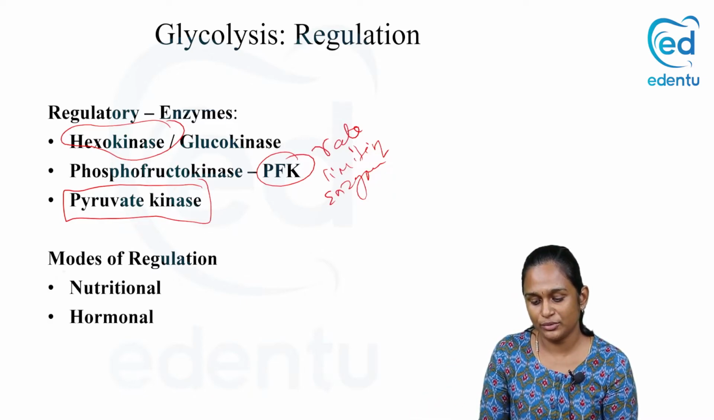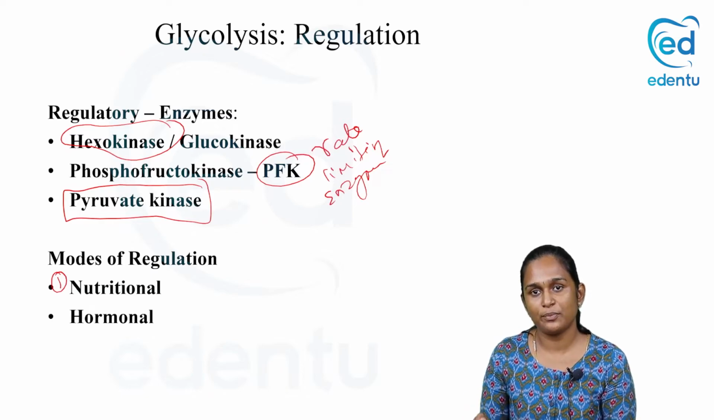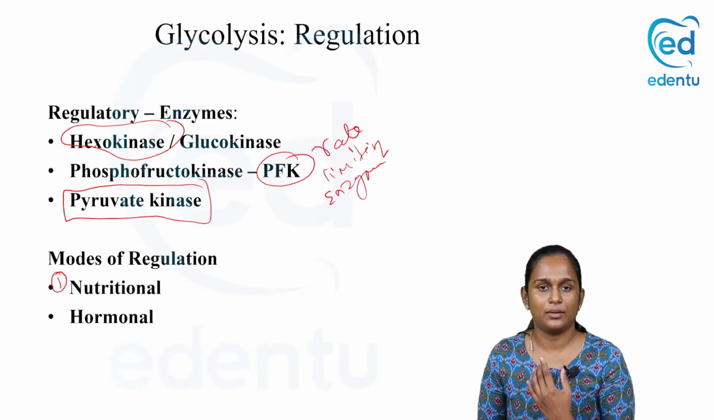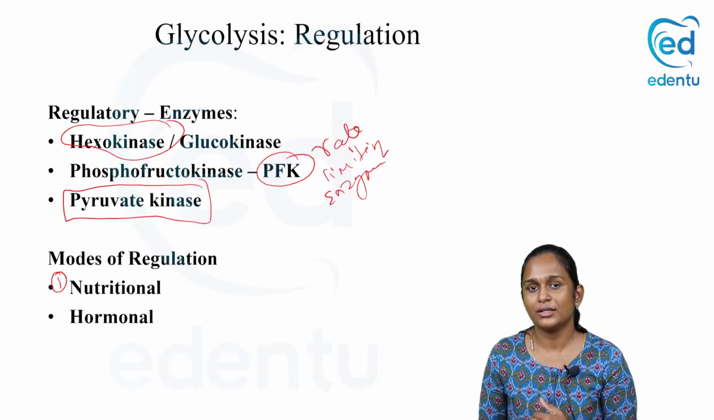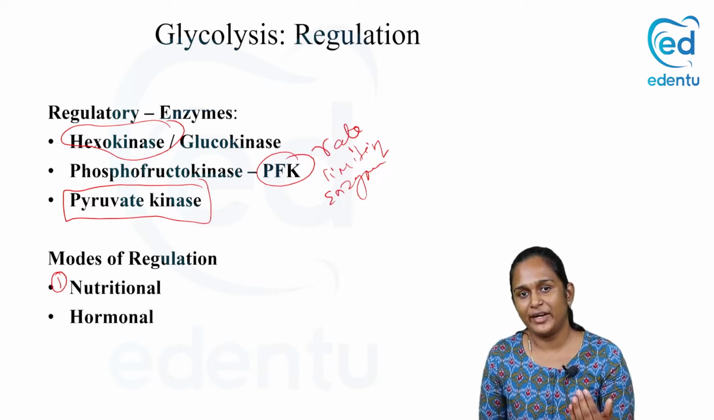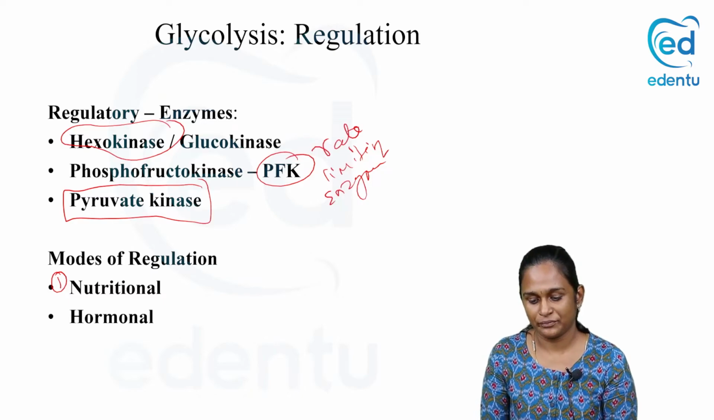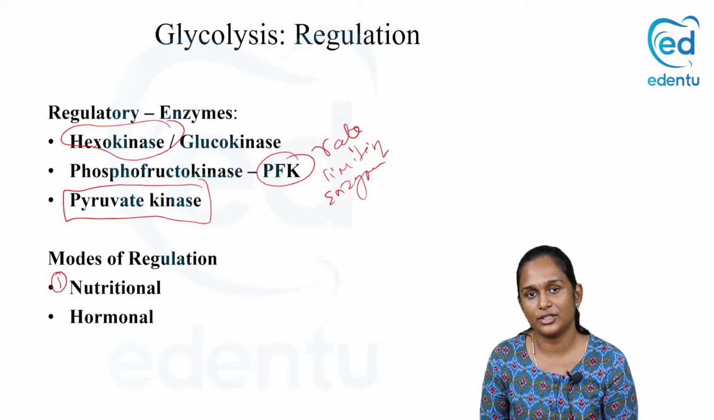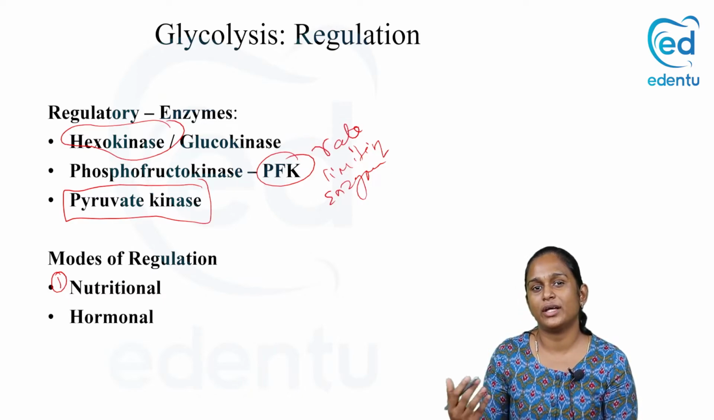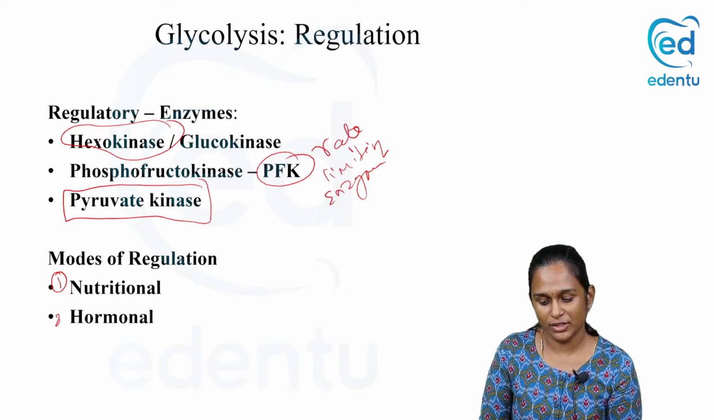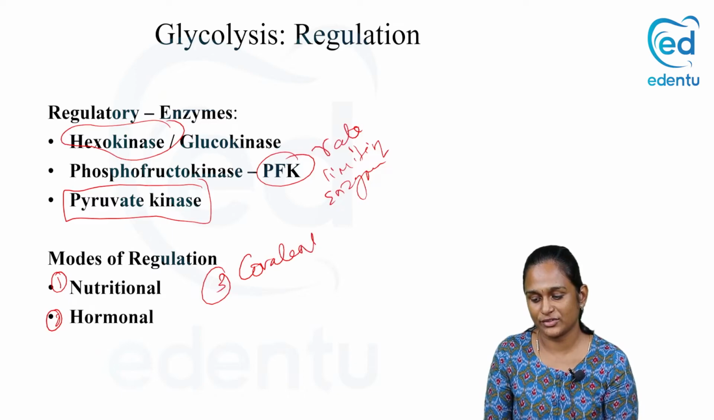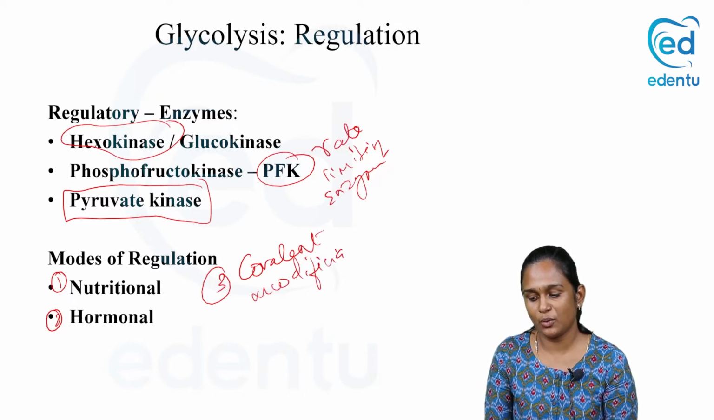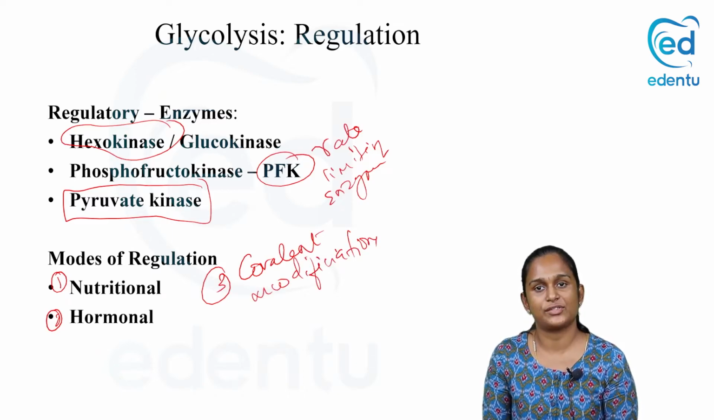First one is nutritional regulation. It depends upon the status of the person, whether he had taken food or he had not taken food, that is, whether he is in well-fed state or starvation state. The other one is hormonal regulation: insulin, glucagon, epinephrine. The third one is covalent modifications.